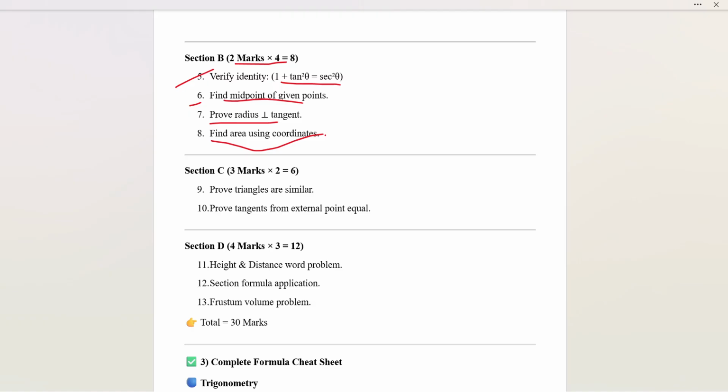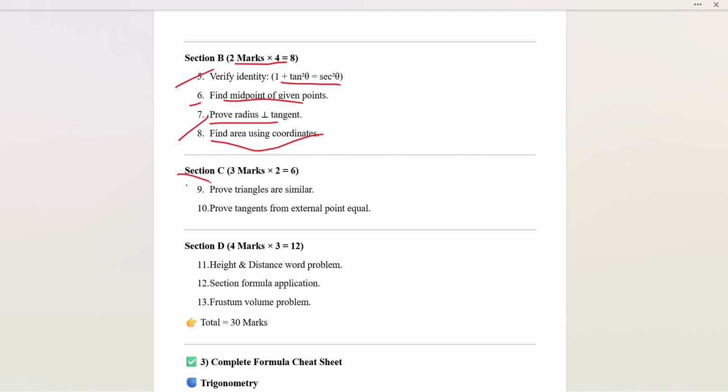So here you can see the formula of area, and from the given points or coordinates you can calculate the area. So it is also most important for 2 marks. So move to the next. It is a section formula, no, sorry.